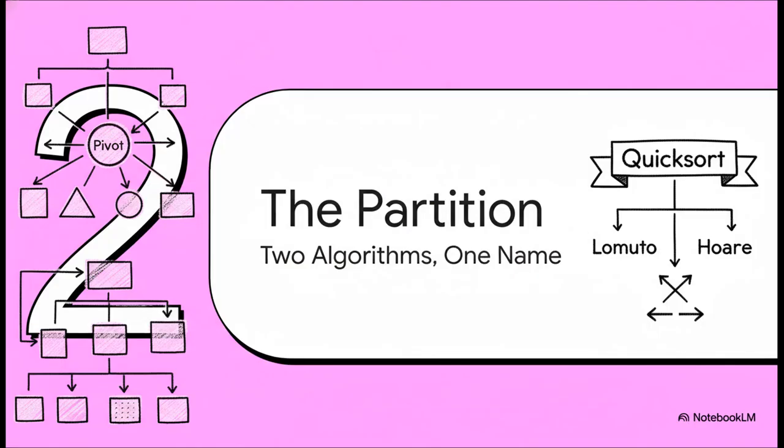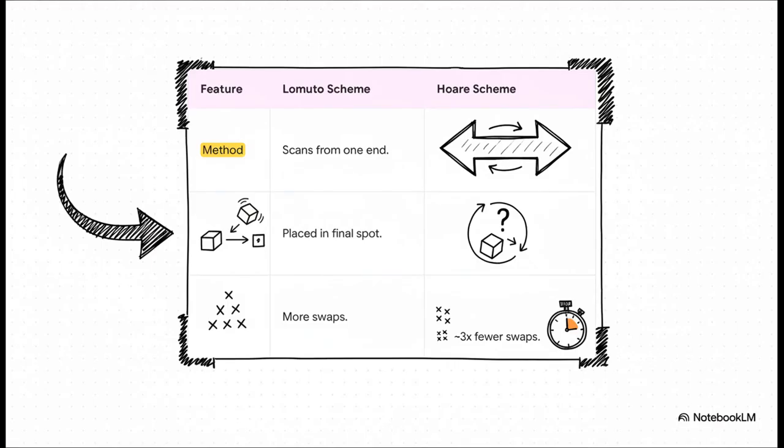Now, here's something interesting. Quicksort isn't really one single rigid algorithm. It's more like a family of algorithms that all use this same pivot and partition idea. The two most famous versions you'll hear about are the Lomuto and Hoare schemes, named after the computer scientists who came up with them. And they actually work pretty differently.